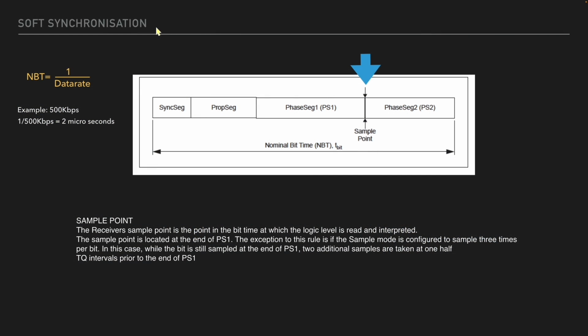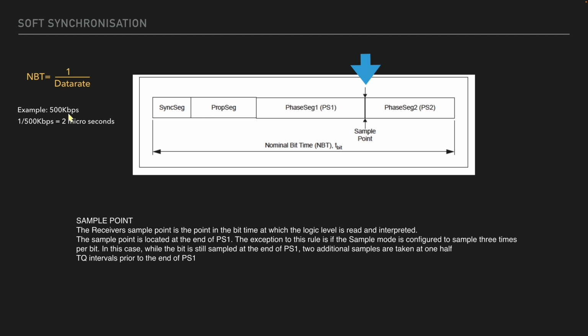The first thing we need to look at on soft synchronization is, when are we going to sample the data bit? And the sample point comes just after the phase segment 1. Now, don't worry about this too much. We'll talk about this in a minute. And this is a very specific implementation. This may be named differently on other hardware implementations, but in this case, this is what we're going to use. And that sample point typically is, as you can see, about 2/3 down the nominal bit time. And the nominal bit time, NBT, is the duration of a bit on the bus. And it's calculated as 1 over the data rate.